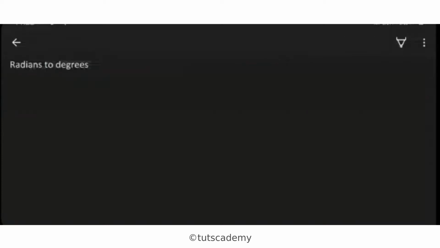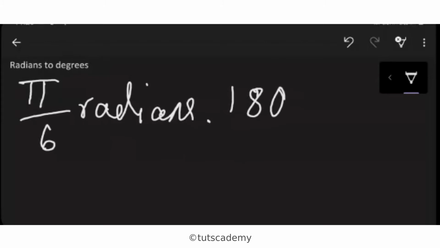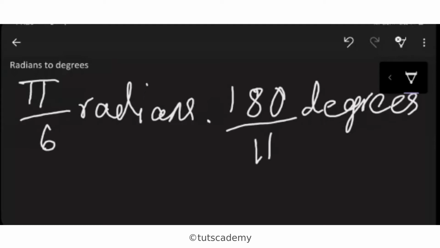So now we're going to be converting radians to degrees. So let's see. We're going to be converting pi over 6 radians. As you can see, I wrote out the radians. So now I can multiply it by 180 degrees over pi radians.